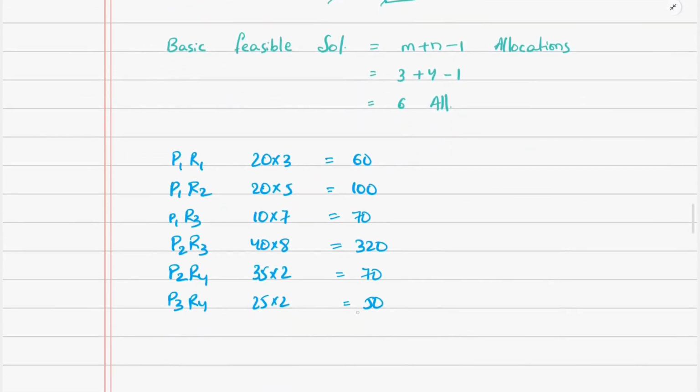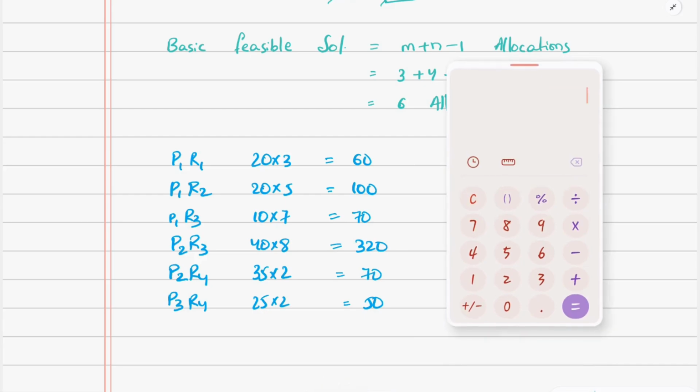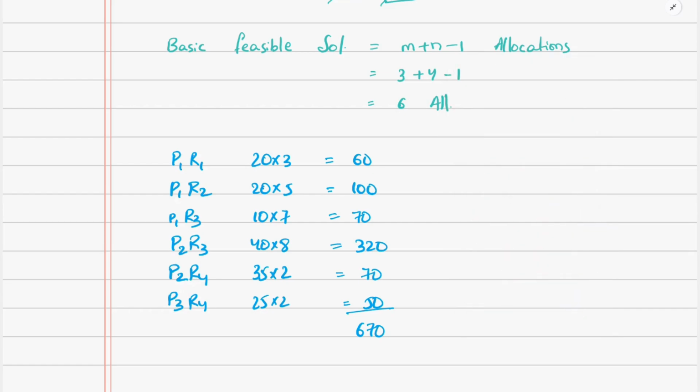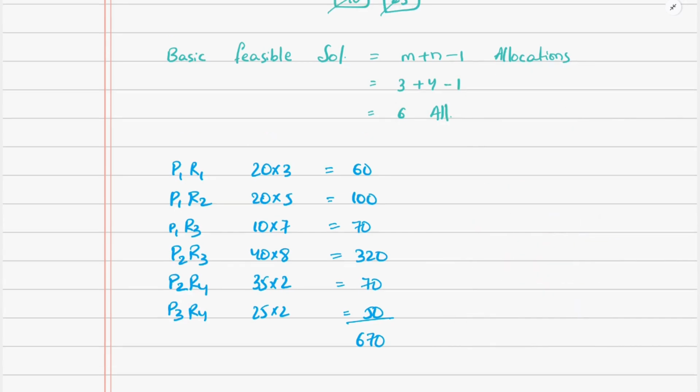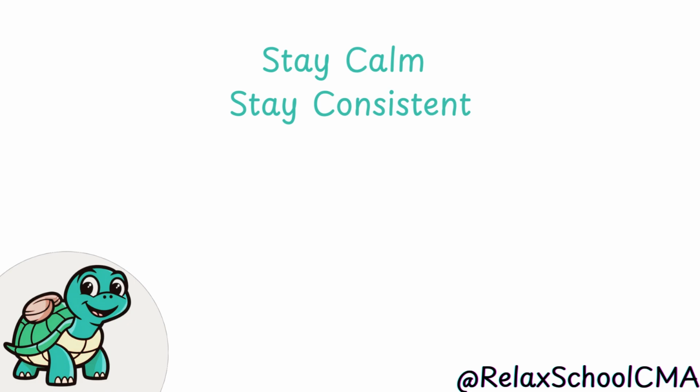Now let's see what is the total transportation cost. Let me just use the calculator. So we have 60 plus 100 plus 70 plus 320 plus 70 plus 50. Right. The total transportation cost is 670 rupees. Right. So this is basically northwest corner method. In the next video, we'll discuss about the other methods.